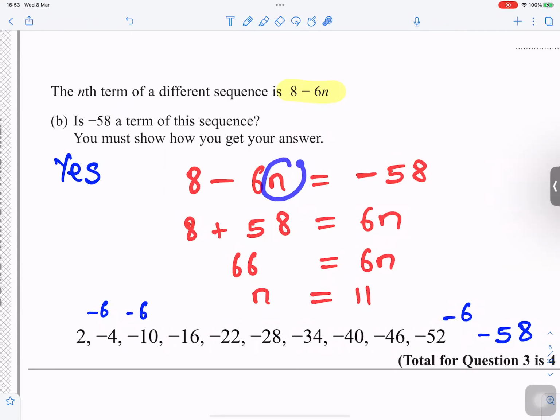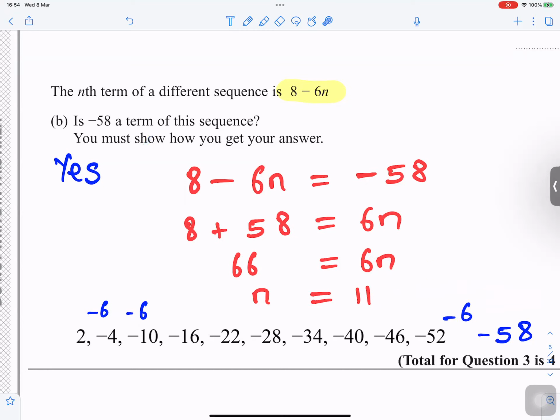So you want to make n the subject. We start by taking minus 6n to the right side. It becomes plus 6n. We take minus 58 to the left. It becomes plus 58. So 8 plus 58 is 66. And that is equal to 6n. We divide by 6, the inverse of times 6. So n is 11. 66 divided by 6 is 11. So that's why it is yes, because 11 is a whole number.